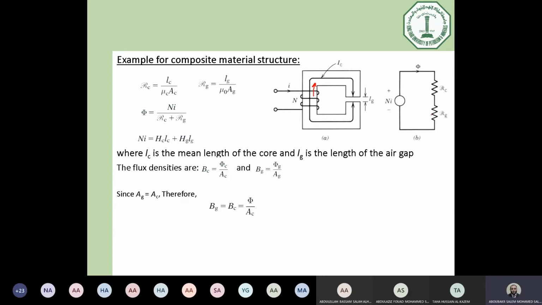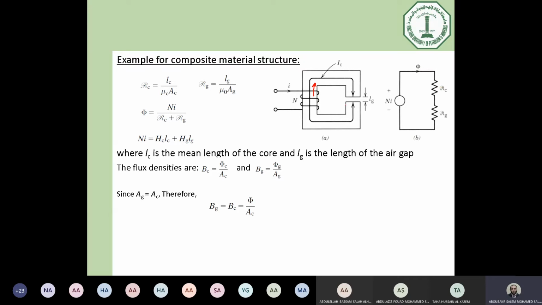What is the value of each reluctance? Simply, reluctance equals L divided by mu times area. So L of the core, which will be given in the example, like LC here, and the cross-sectional area also will be given as A core here, and the mu of the core itself, which is mu naught multiplied by mu r. So this is the permeability of the core. So this is the reluctance of the core.